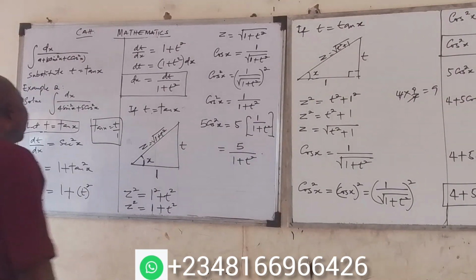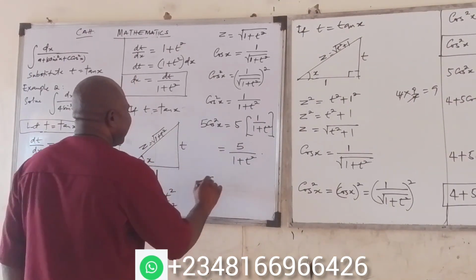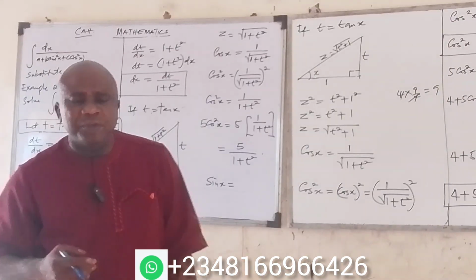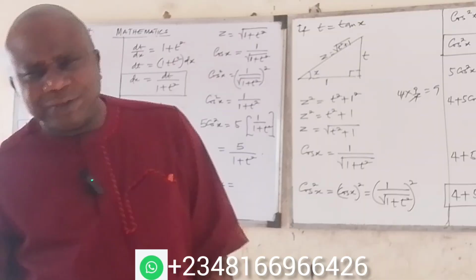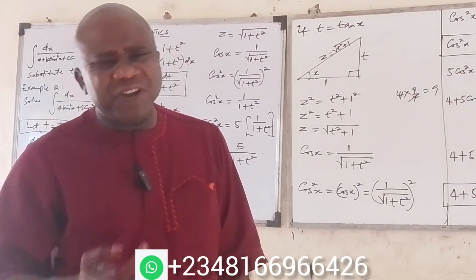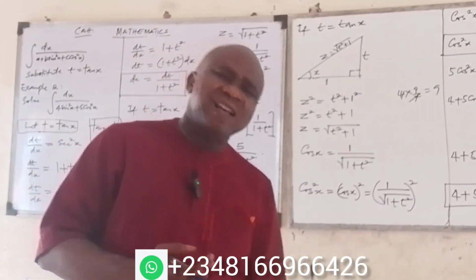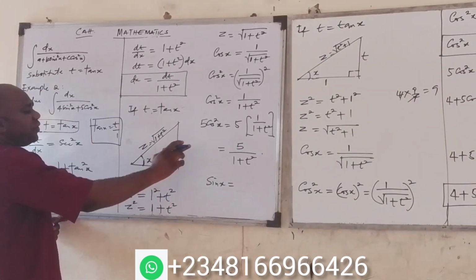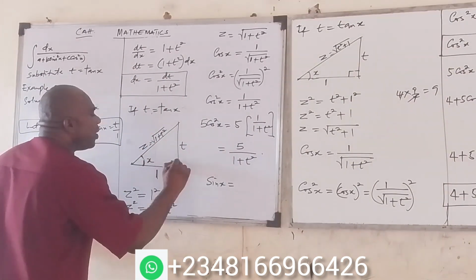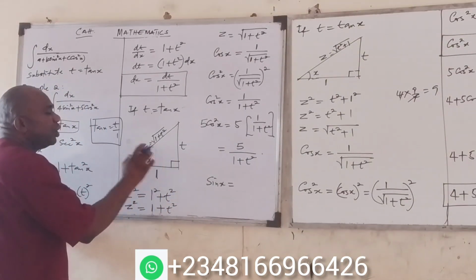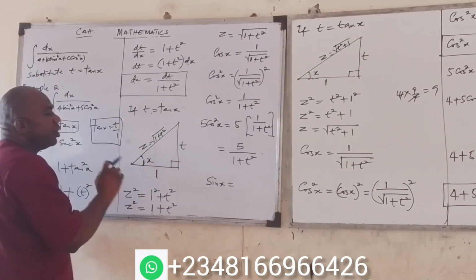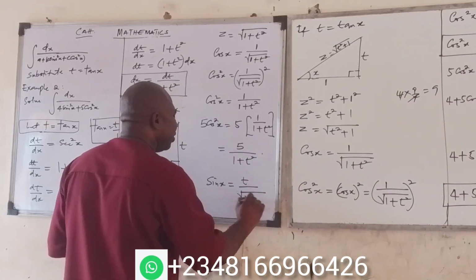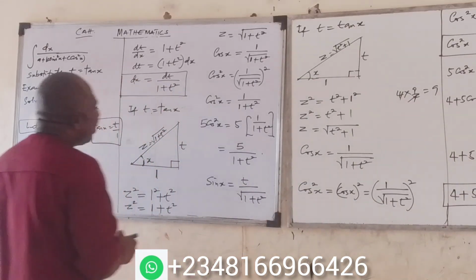Now let's bring out the value of sine x. Now we all know that sine can be defined as the opposite side divided by the hypotenuse side of a right angle triangle. So here we have opposite, the side facing the given angle, and the side facing our angle 90 degrees, that's the right angle, is the hypotenuse. So we have T all over the square root of 1 plus T squared. Yes, that's the value of sine x.